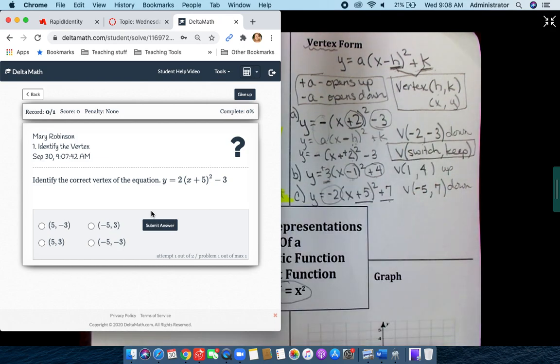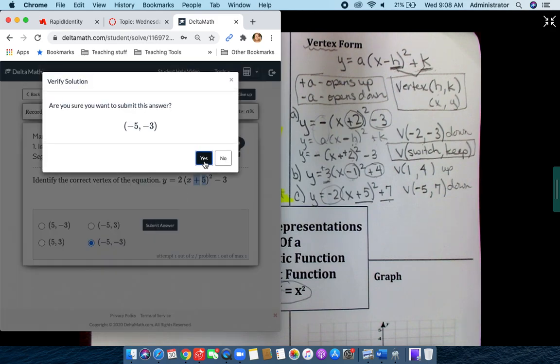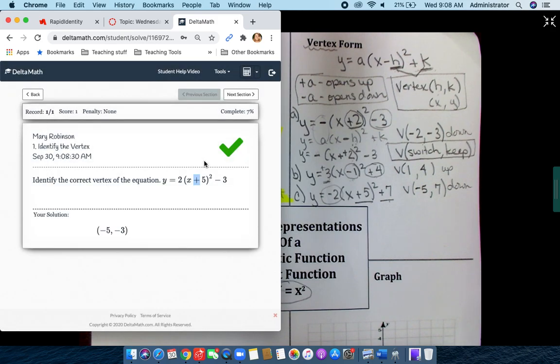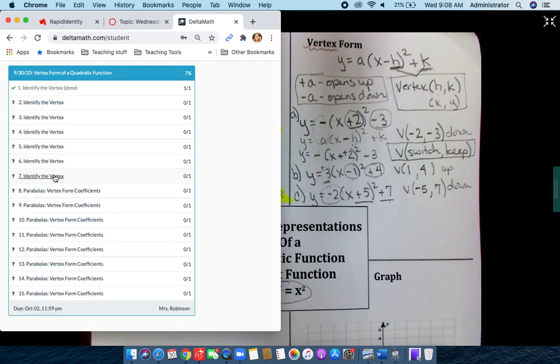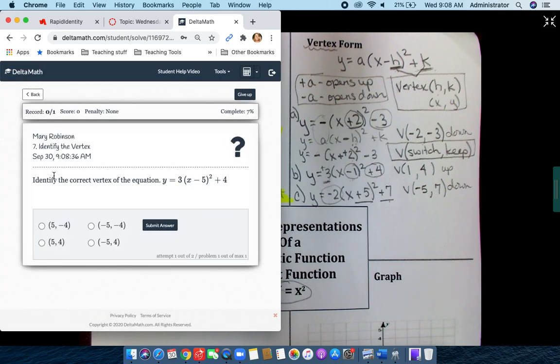So if we take a look at this one and we switch the sign here, that means we're looking for a negative 5. So I'm not going to choose these two, but we keep the sign here, so I'm looking for negative 5, negative 3. It's that easy, guys. So you're going to go through and answer each of these. I'll just do the last one with you.